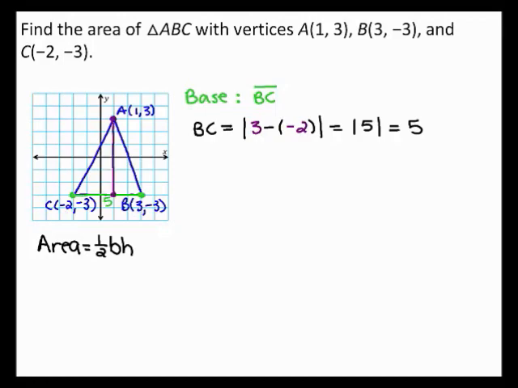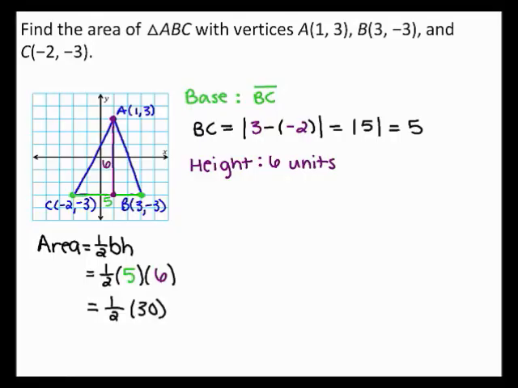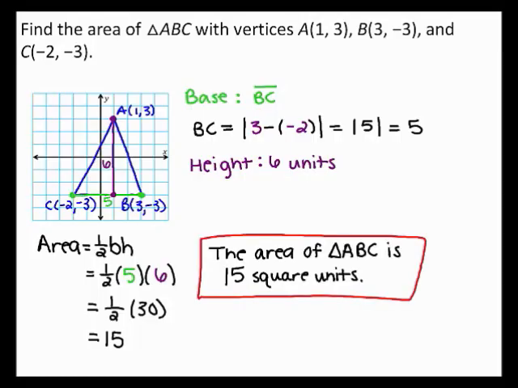Next, the height of this triangle is equal to the distance from point A to side BC. By counting grid lines, you can determine that the height of this triangle is 6 units. Now that you've found the lengths of the base and the height of this triangle, you can substitute these values into the area formula. When you simplify, 5 times 6 gives you 30, and 1/2 times 30 gives you 15. Therefore, the area of triangle ABC is 15 square units.